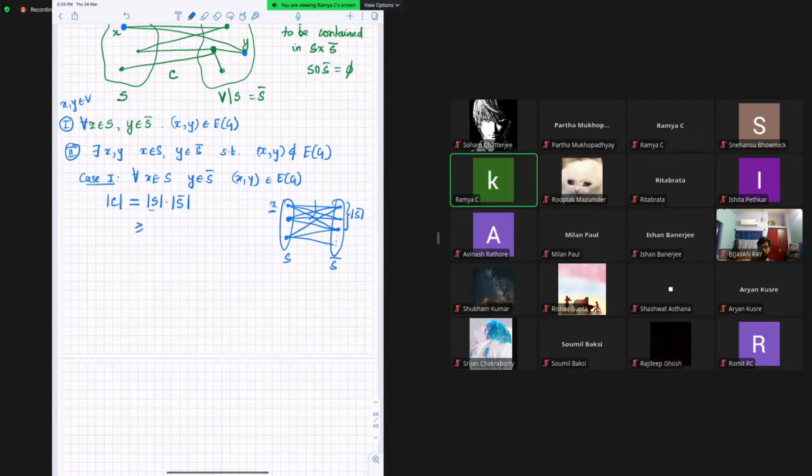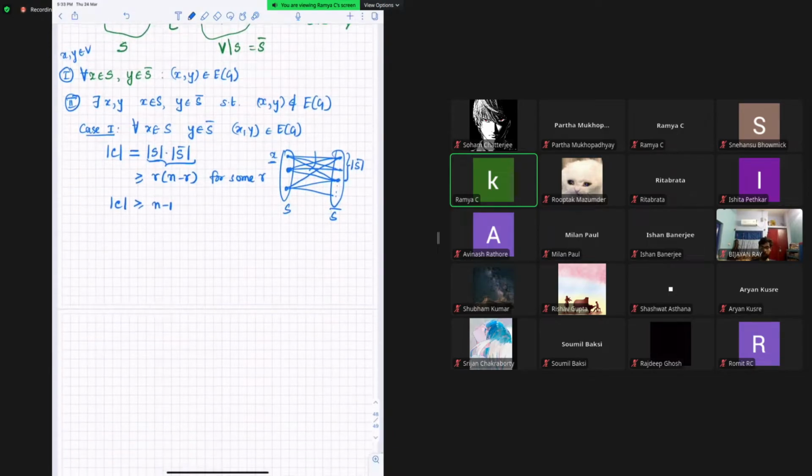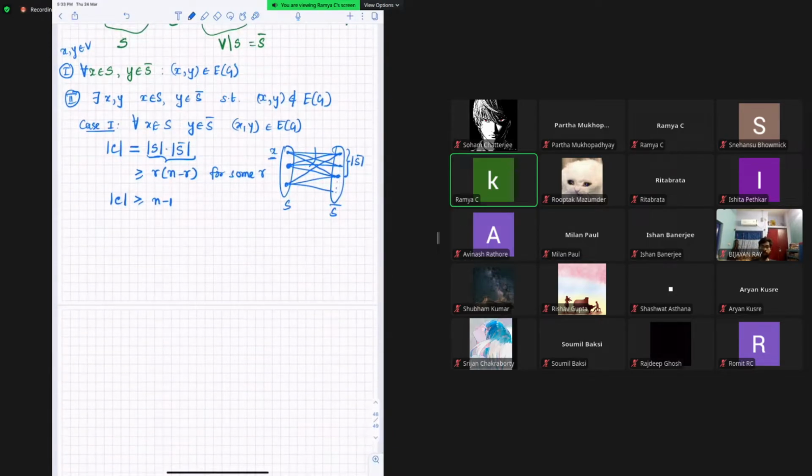Let's say the size of S is r. So it's r times (n minus r) for some r. How large should this set be? It's at least n minus 1. So we have that the size of the cut is at least n minus 1. What does this mean? So lambda of G is at least n minus 1.